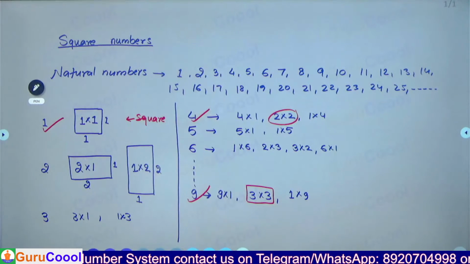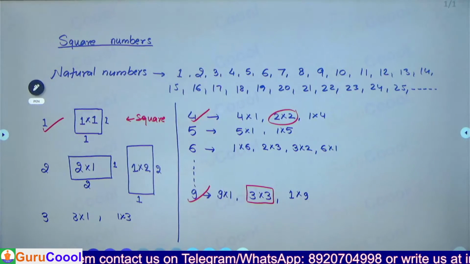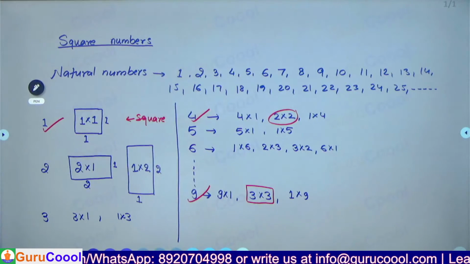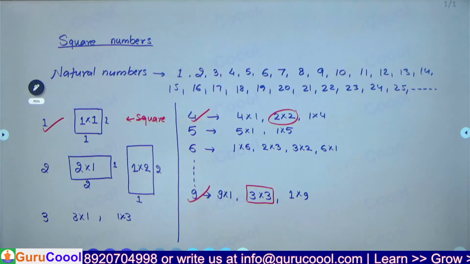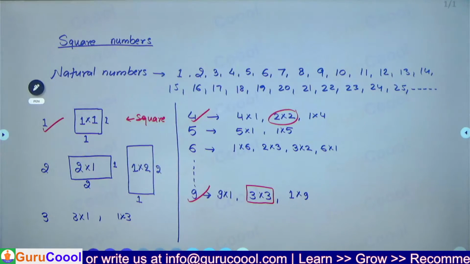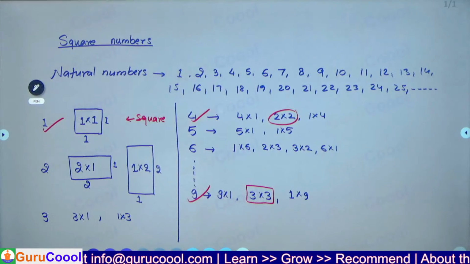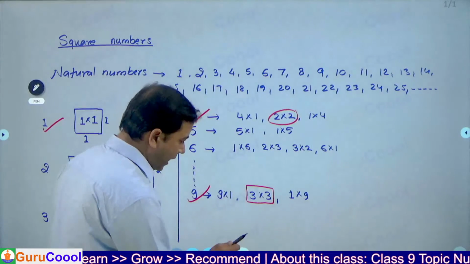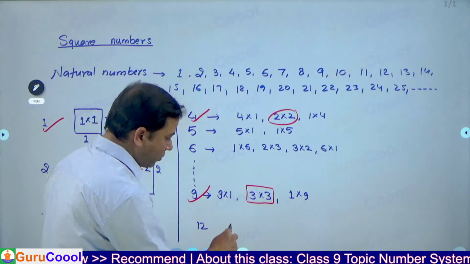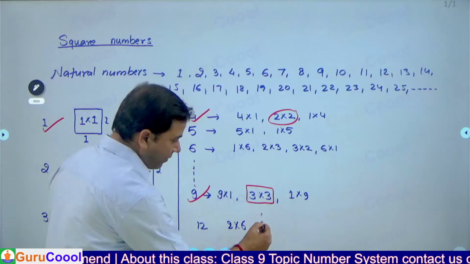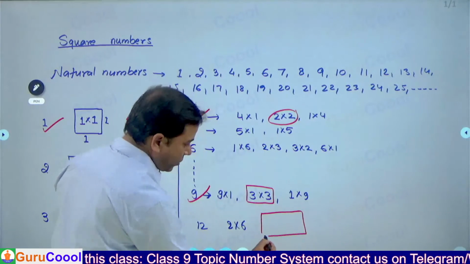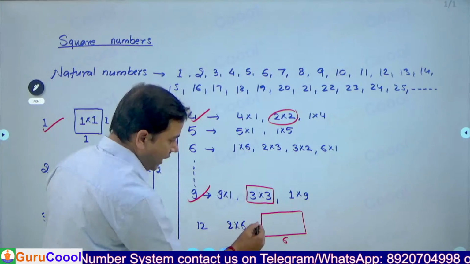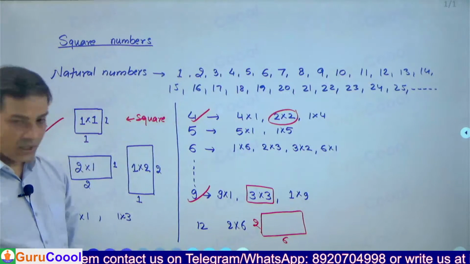12, sir. Which number? 12. 12 is equal to what? 2 into 6, sir. And both of them are same, right? 2 and 6 are same. That will make a square. You are saying that 12 is equal to 2 into 6. So that will not be a rectangle, that will be a square, right? Length I take 6 units and breadth I take 2 units. So you think it's a square, correct?